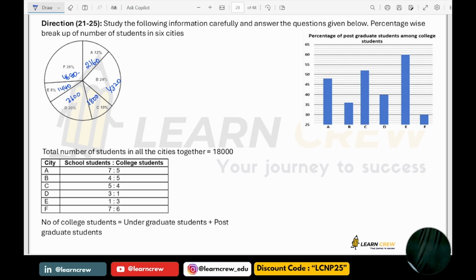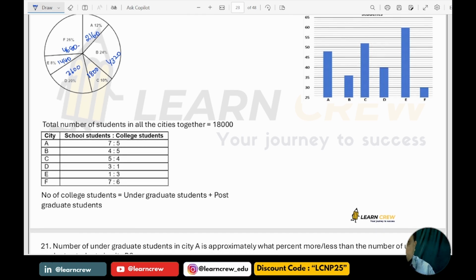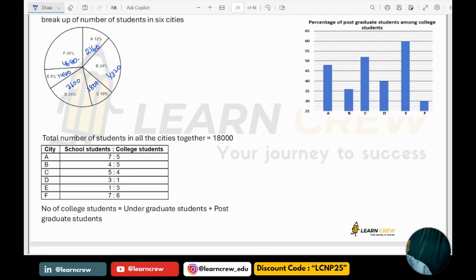Total number of students in all cities together. School to college is again 7:5. Let us go as per the question now. Number of college students is equal to undergraduate plus postgraduate. This data is about postgraduates.